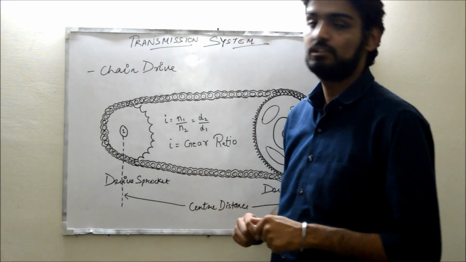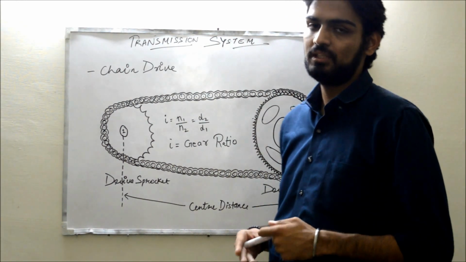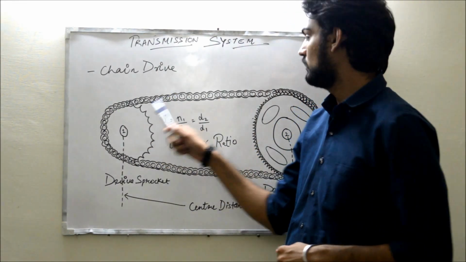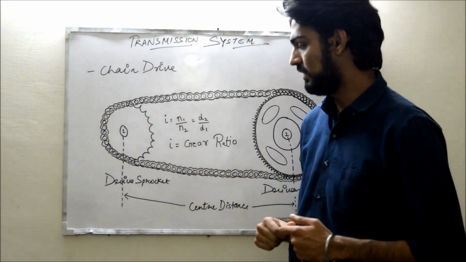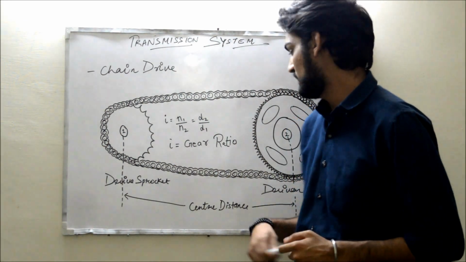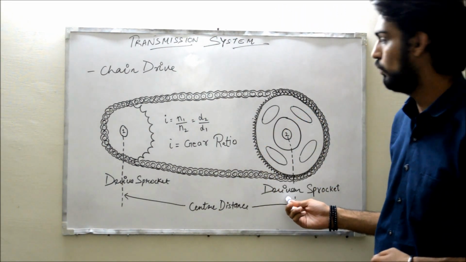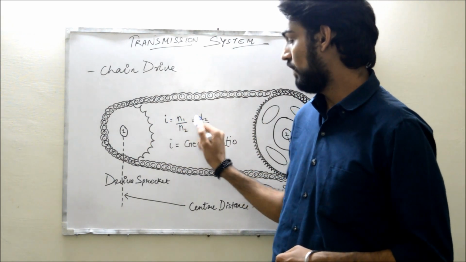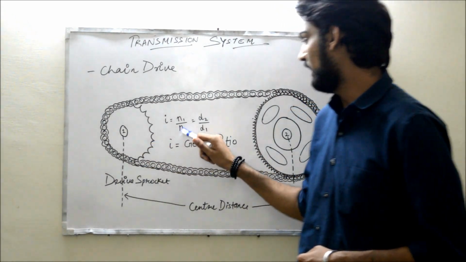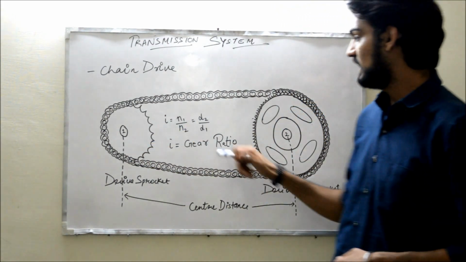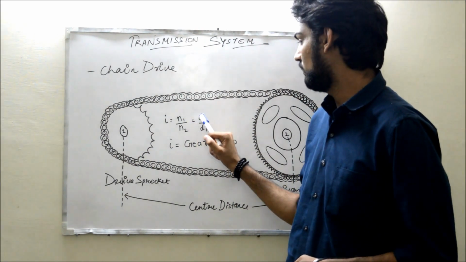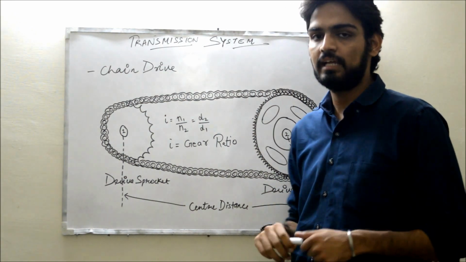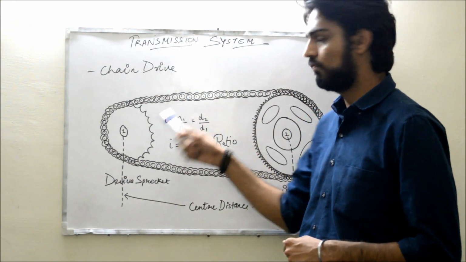The second transmission system we are going to discuss is the chain drive. Transmission is the transfer of power from the source to the wheels, and in chain drive we use a chain for that purpose. The first drive sprocket is connected to the source, and the second driven sprocket is connected to the wheels. Another thing we need to know is the gear ratio, which is I. N1 is the number of rotations of the first sprocket, and N2 is the number of rotations of the driven sprocket. Same as the D: D2 is the diameter of the second driven sprocket, and D1 is the diameter of the first sprocket. We can design the driven sprocket according to this ratio for any given condition.